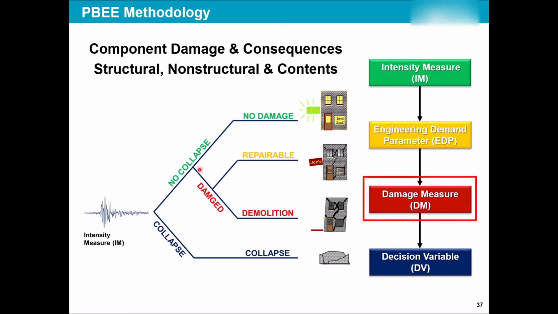Another term that we start from here: let's say we apply the intensity measure, the IM, to our building. Now the building will either collapse or there won't be any collapse. When there is no collapse, we will have different levels of damage: no damage, repairable, or demolition. How can I translate my performance of the building to any of these? Mainly through either drift or displacement or acceleration. Any of these, which is the output of my model, can give me the chance to judge my building, whether it's no damage, repairable, demolition, or collapse.